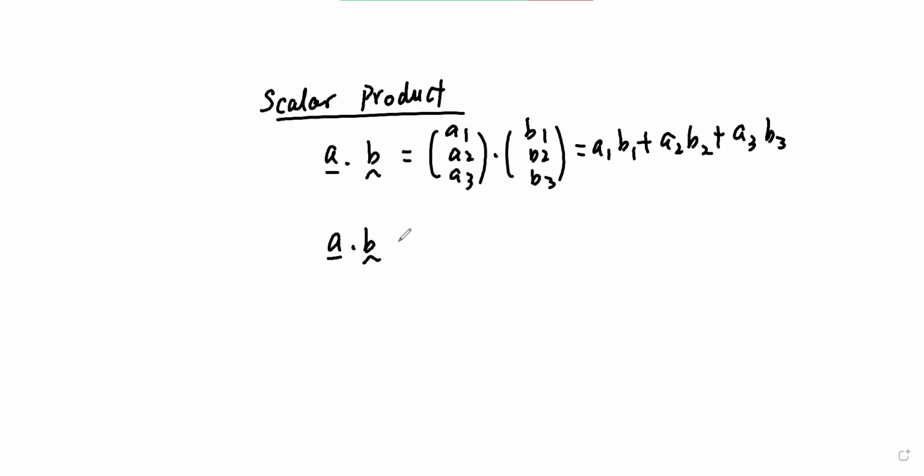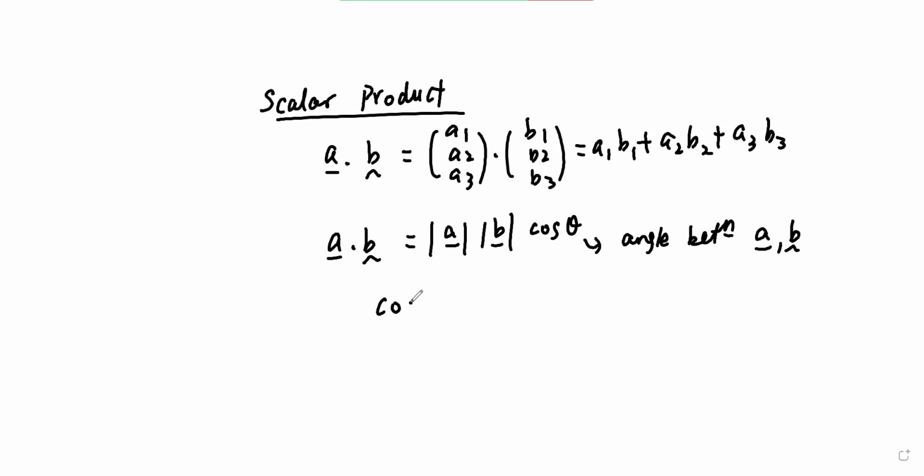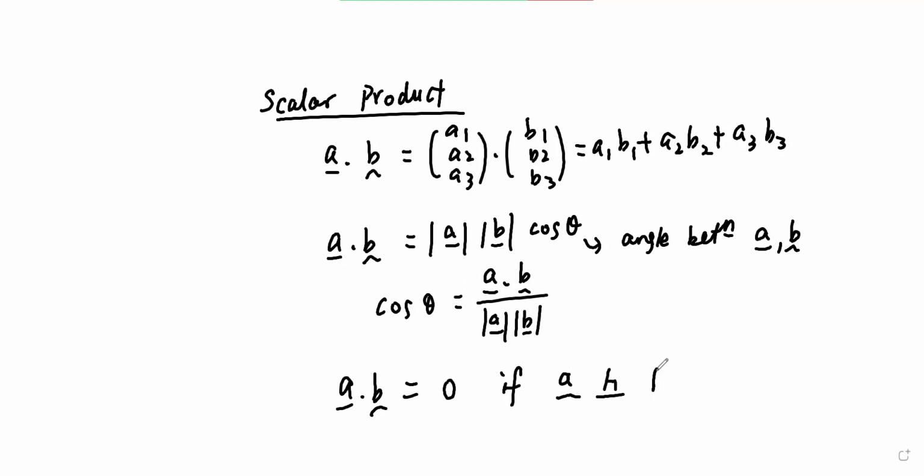The concept of A dot B, scalar product, will be modulus A modulus B cosine theta. This is the angle between vector A and B. So my cos theta will be equals to A dot B divided by magnitude of A, magnitude of B. Moving on, your A dot B will be equal to 0 if A is perpendicular to B. So this is the concept for your scalar product.